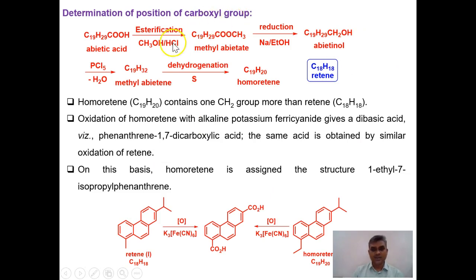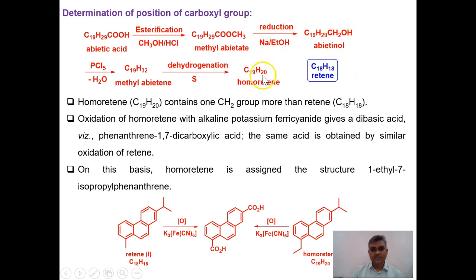For the position of the carboxyl group, very simple experiments were performed. Abietic acid is esterified, we get the CO2CH3 group, then reduction gives us CH2OH, and it undergoes a rearrangement reaction in the presence of PCl5. Oxygen is completely removed from this, we get C19H32, and then it undergoes dehydrogenation, and we get homoretene. Here retene contains 18 carbon atoms and homoretene contains 19 carbon atoms. One extra carbon atom is accommodated here. Perhaps this carbon atom may be coming from the carboxylic acid.